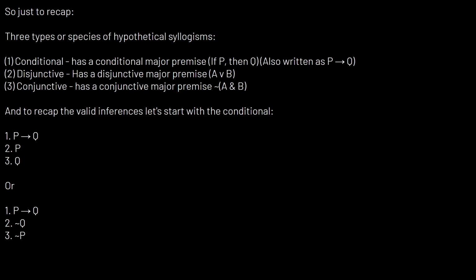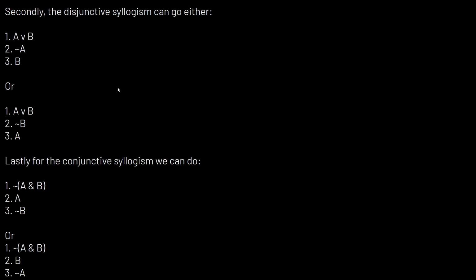And so to recap the valid inferences, let's start with the conditional. The two valid conditional inferences are: if P then Q, P, therefore Q, that is valid, an application known as modus ponens. Or we can do if P then Q, suppose we negate the consequent, and then we can also negate the antecedent, and that is an application of modus tollens, which is also valid.